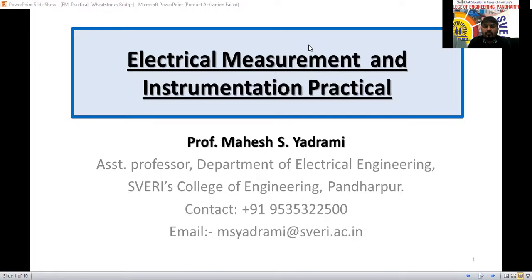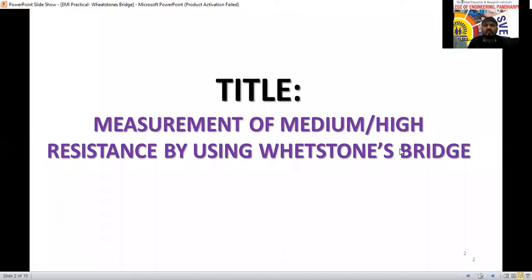Experiment number 2. We are going to discuss the measurement of medium resistance by using Wheatstone's bridge. It comes under the third unit, called potentiometer and bridges. Bridges have the advantage that they give accurate answers for resistance, inductance, and capacitance. The bridges are classified into two types, DC bridges and AC bridges. This Wheatstone's bridge is a DC bridge. I'll discuss it in the theory part.